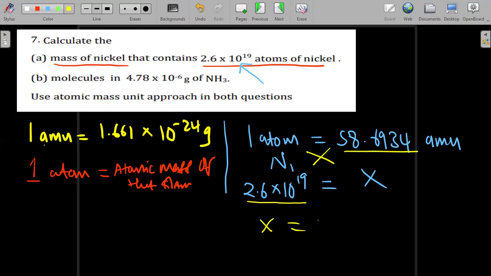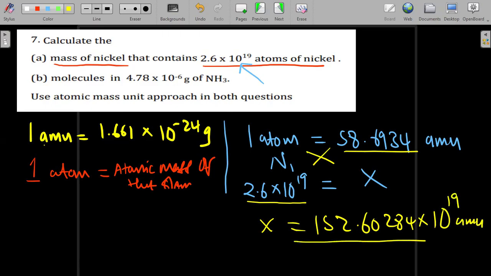Okay, so if I multiply that number, I'm going to get the following. On my calculator, it's saying 152.60284 multiplied by 10 to the power 19 atomic mass units. Okay, so it means these amounts of atoms of nickel have this much of atomic mass units. Okay, and then once we find the atomic mass unit, we can now go back and use this relationship here on top to find the mass.